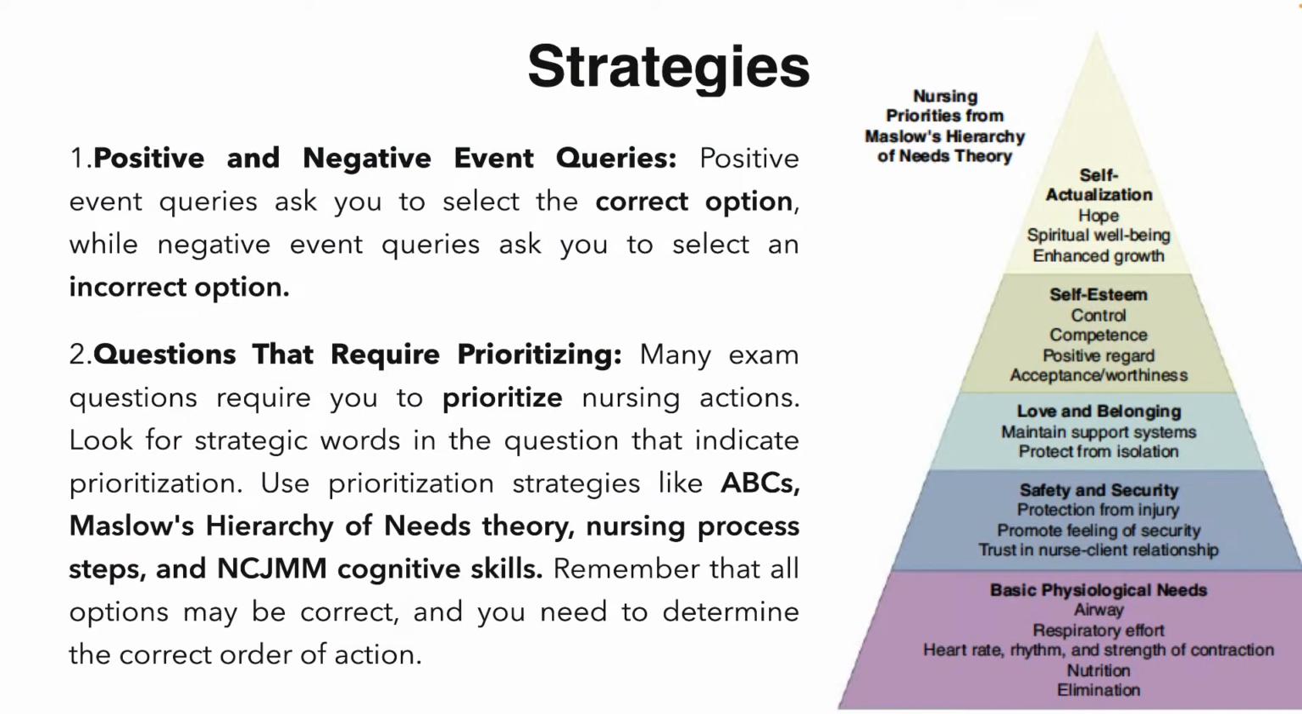Some of the strategies to keep in mind: we talked about positive and negative event type of questions. In a positive event, you need to know that they are asking you to select the correct option. If it's a negative event query, they're asking you to select the incorrect option. If there is a need for teaching, they might show that the client said something wrong, all right, and that's why we need further teaching. So they're asking you to select the incorrect option. Okay, keep that in mind, very important.